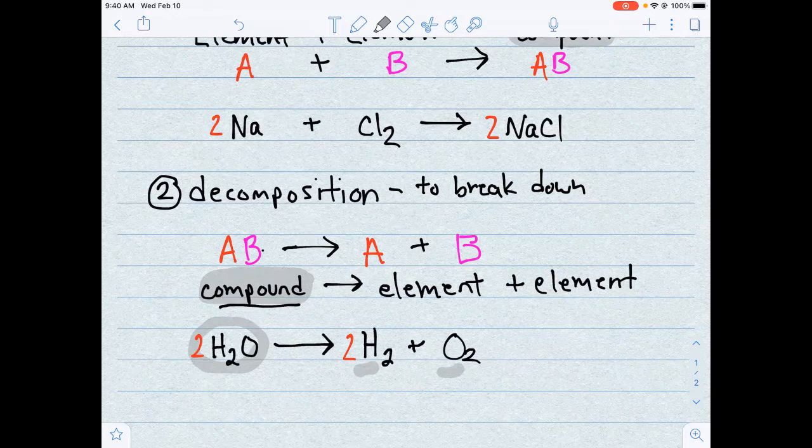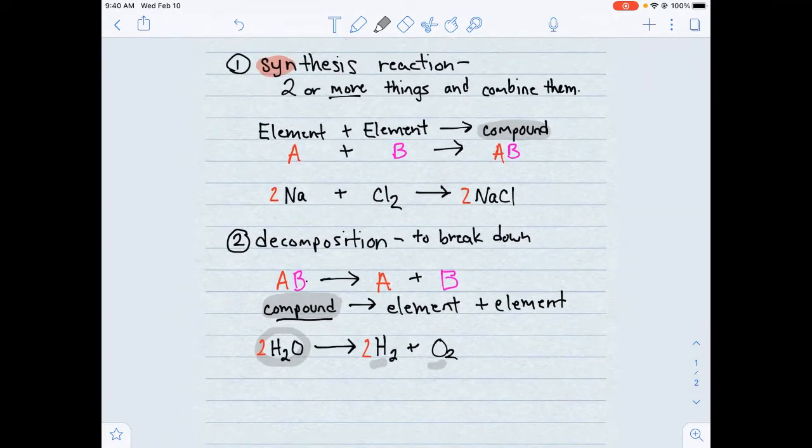You could actually end up with more than two things as your products, but if you're starting off with one thing and you're ending up with a lot more things, it is always a decomposition reaction. So the first two are exact opposites of each other. In a synthesis reaction, you have two or more things combining to make one thing. And then in a decomposition, you are starting with one thing and you're breaking it down into its individual components.